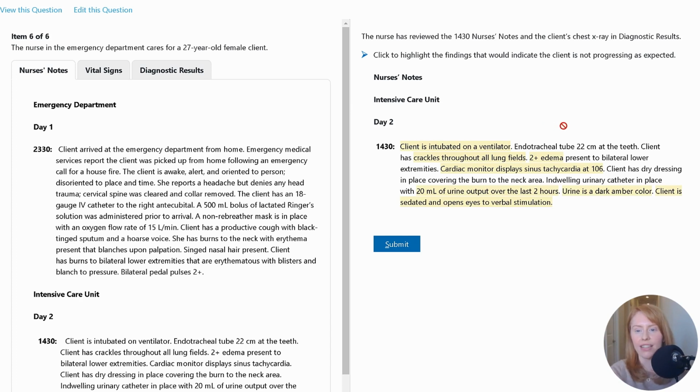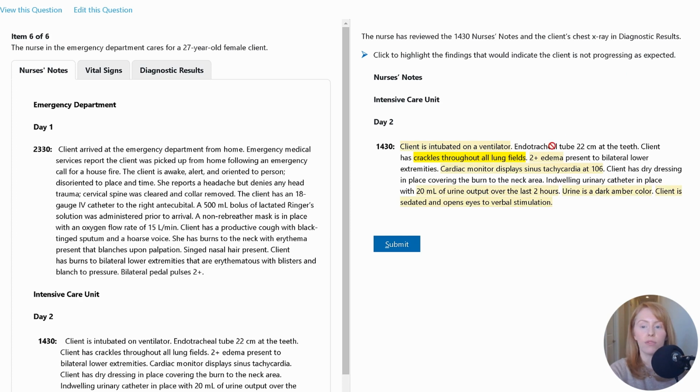Then moving on, the endotracheal tube is 22 centimeters at the teeth. The client has crackles throughout all lung fields. And you know, because you understand the risk of large volume fluid resuscitation, that if we give too much fluid too quickly, they could become overloaded and develop pulmonary edema. And you would know that happens because you start to see respiratory insufficiency, and when you listen to their lungs, you hear crackles. So yes, that indicates they're not progressing as expected, that they may have been developing a complication.